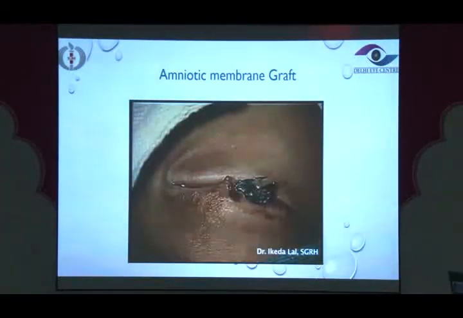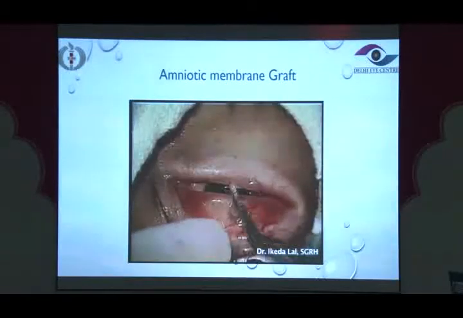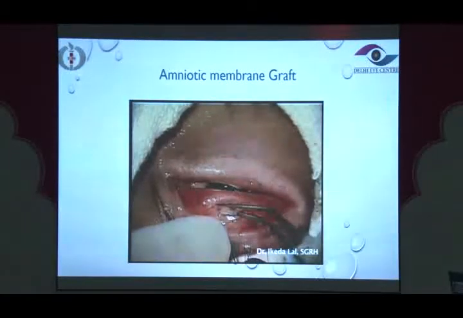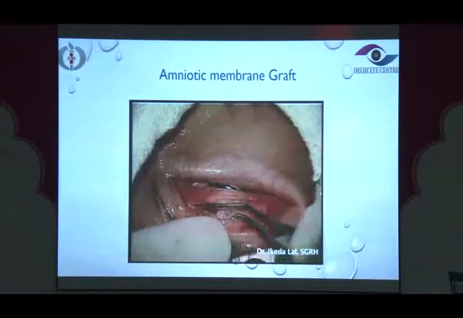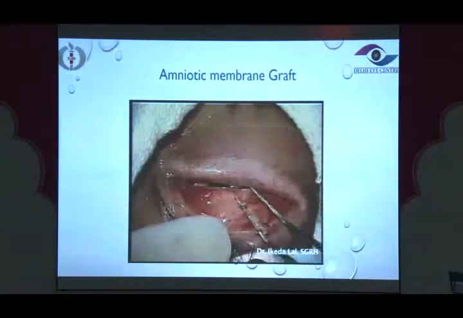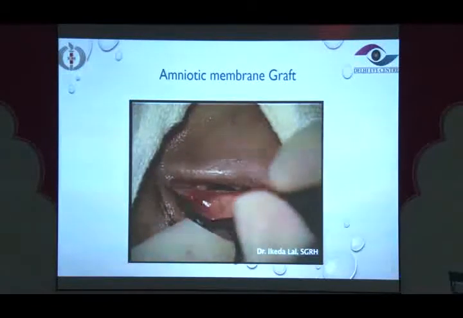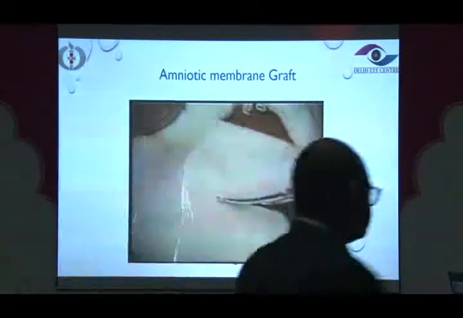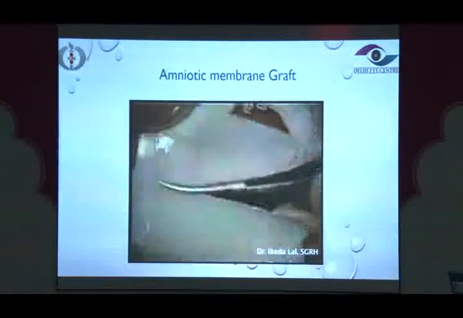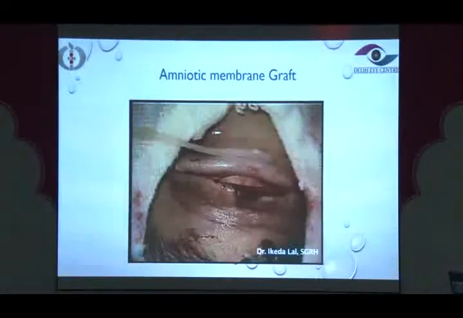So let's just take a quick look at how these membranes peel off. This video just highlights that these membranes which are present on the tarsal conjunctiva, you can just pull them off and they come off very easily. So now once we remove these membranes, we'll have a large bare area which is created, and then we place the amniotic membrane graft on top of this bare area.